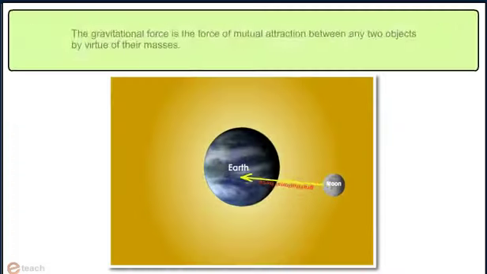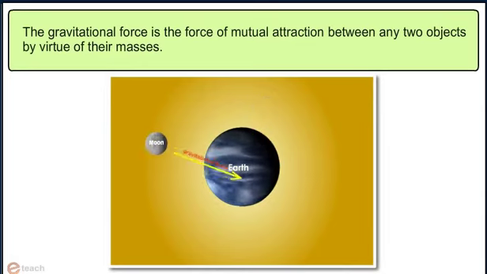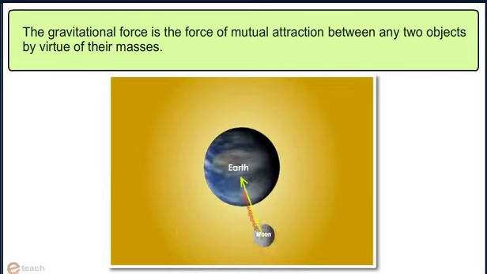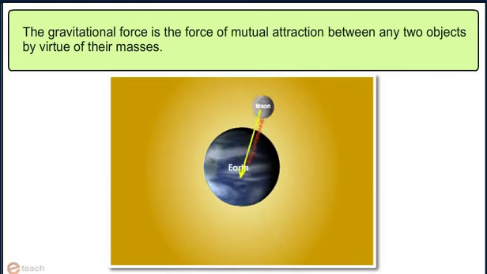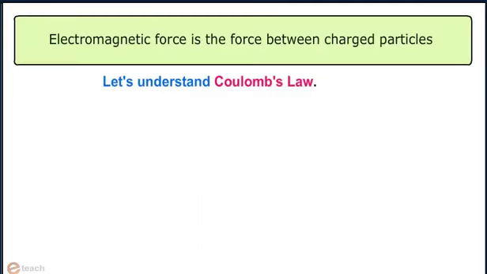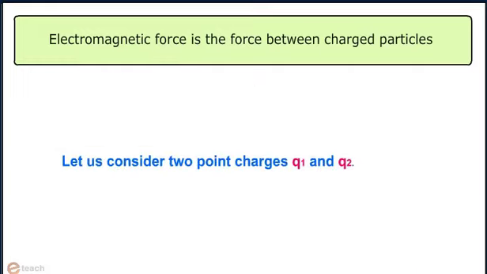The gravitational force is the force of mutual attraction between any two objects by the virtue of their masses. A very good example of gravitational force is the Earth-Moon system. The Moon revolves around Earth due to gravitational force. Electromagnetic force is the force between charged particles.